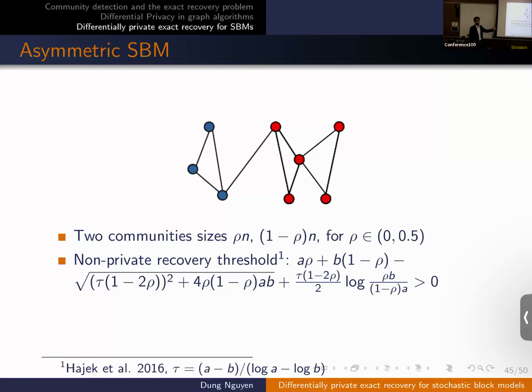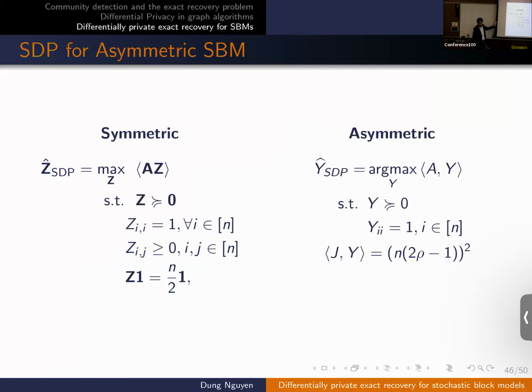So this is one example for the asymmetric SBM. You can see that even without privacy, the recovery threshold is much more complex than the symmetric case. So in the symmetric case, you only have square root of a minus square root of b is larger than square root of 2. Here you have a complex inequality for the recoverability. And here is the form of the SDP for asymmetric compared to the symmetric. I just want to show they have different forms.